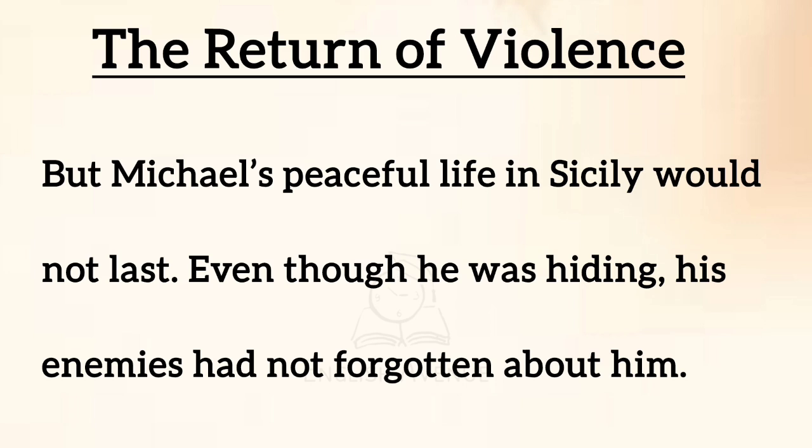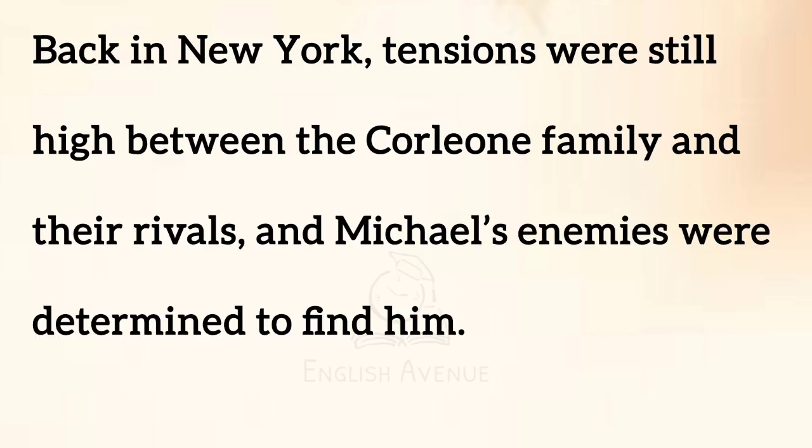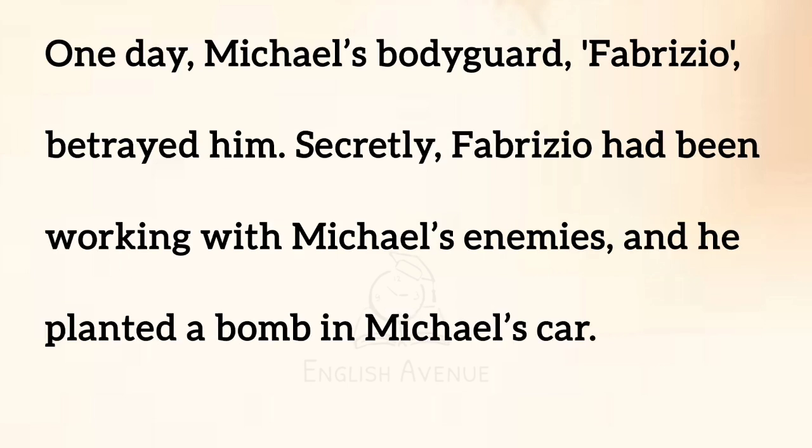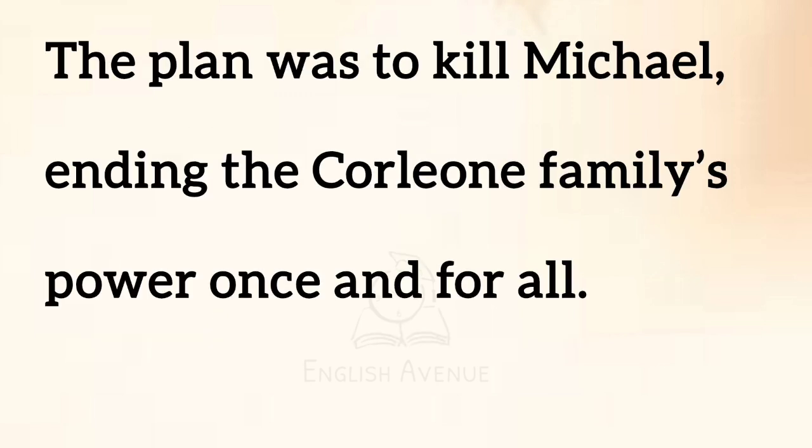But Michael's peaceful life in Sicily would not last. Even though he was hiding, his enemies had not forgotten about him. Back in New York, tensions were still high between the Corleone family and their rivals, and Michael's enemies were determined to find him. One day, Michael's bodyguard, Fabrizio, betrayed him. Secretly, Fabrizio had been working with Michael's enemies, and he planted a bomb in Michael's car. The plan was to kill Michael, ending the Corleone family's power once and for all.